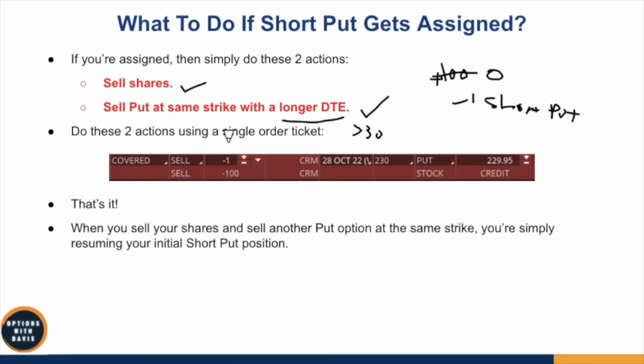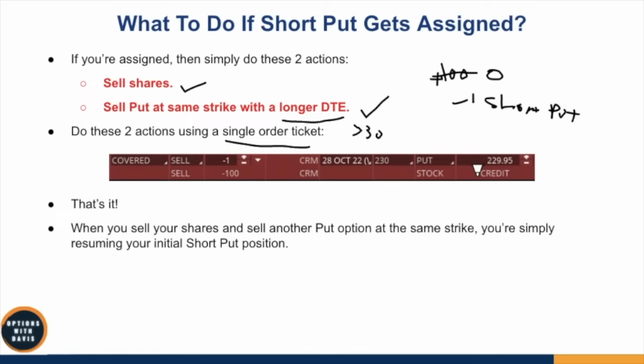And you want to do this in a single order ticket, so this way you do not have a price difference between your short put and the 100 shares. You can do this in the Think or Swim platform. All you have to do is right click on the put side, the strike that you want on the put option, and then click the covered stock position. What it does, you can see that it sells off the stock which you have, the 100 shares, and then you sell the one put option.